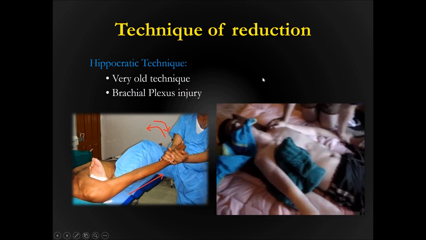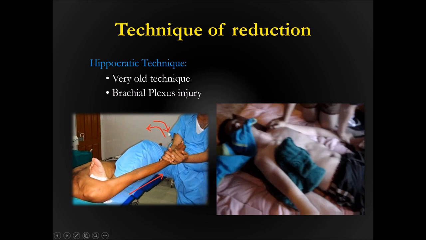Okay, the first way we call Hippocratic. What is that? It's not fingers. The finger is too short. This short finger is not a finger, it's a foot. It's a toe, not a finger. So you put the foot in the axilla and pull. We call this Hippocratic. The name is very old. So it should stop. Nowadays we do not recommend doing this.